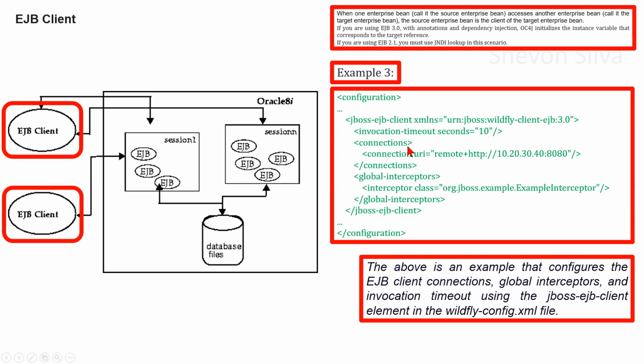Connections: this element is used to specify EJB client connections. It can contain any number of connection elements. Connection: this element is used to specify an EJB client connection. It can optionally contain an interceptors element. It has a URI attribute. URI attribute: the destination URI for the connection. This attribute is required.